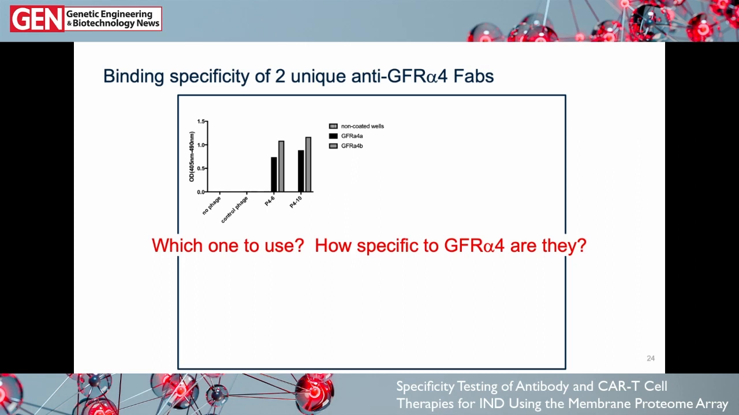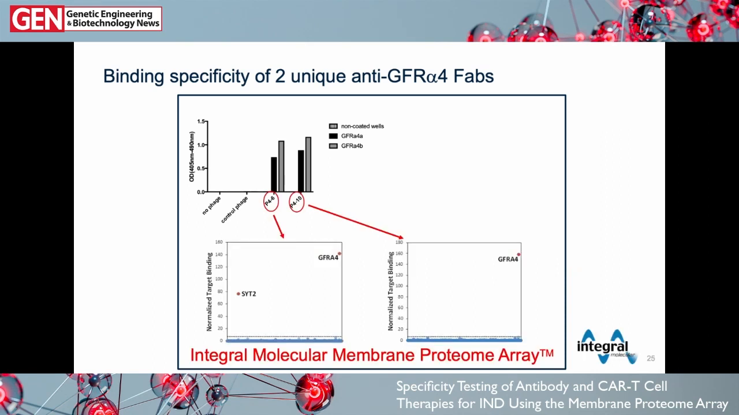The question now became, how specific to GFR alpha 4 are these 2 antibodies? This is where the integral molecular membrane proteome array became an essential tool. When each recombinant antibody was run on the membrane proteome array, we discovered that while antibody P410 appeared to be exquisitely specific for GFR alpha 4, antibody P46 appeared to cross-react with SYT2, known as synaptotagmin 2, a synaptic vesicle protein in the central nervous system, certainly not something we would want to target in the brain.